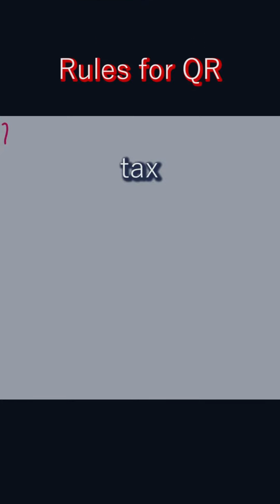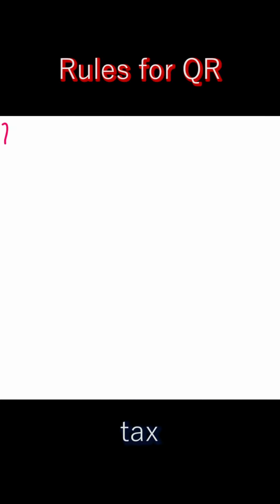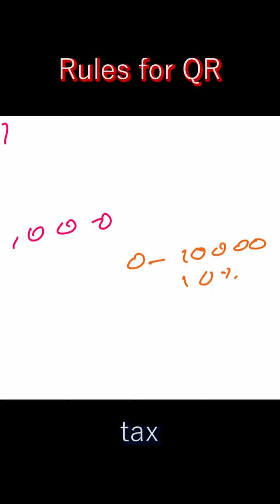Okay, so let's talk about this, right? And you have your annual taxable brackets, right? So let's say that you get paid 30,000, right? And we'll say that the tax brackets are between 0 to 10,000, they only take 10% tax. And let's say that between 10,000 to 30,000, they take 15% tax.